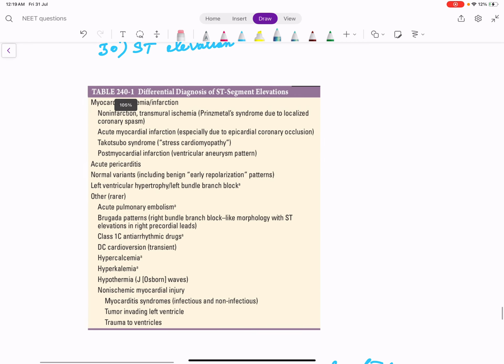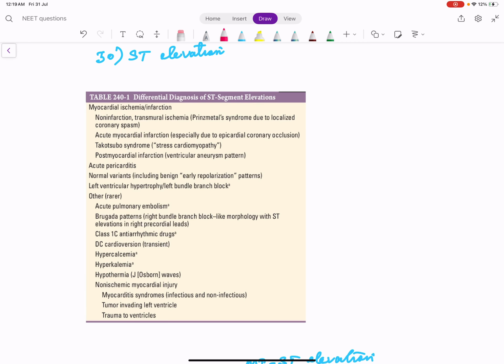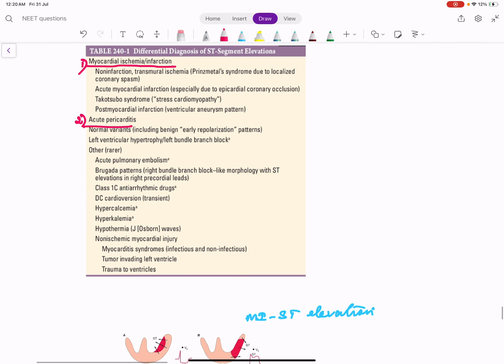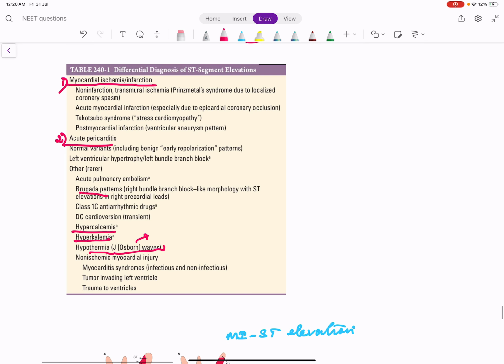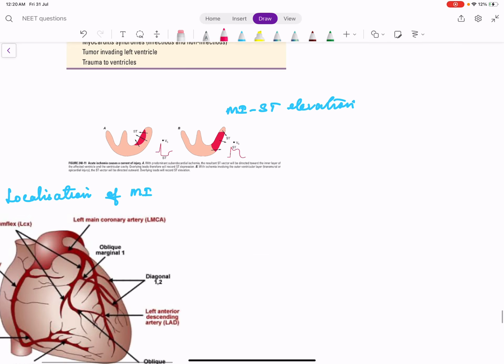Suppose an ECG is given showing ST elevation. The basic fact to remember is ST elevation is not specific for MI. There are many causes which can cause ST elevation. At least remember two important causes. MI causes ST elevation. Acute pericarditis causes ST elevation. Even hyperkalemia, hypercalcemia can cause ST elevation. We discussed hypothermia, J wave or Osborn wave, Brugada syndrome, etc. They can cause ST elevation. Remember at least two causes, MI and acute pericarditis.